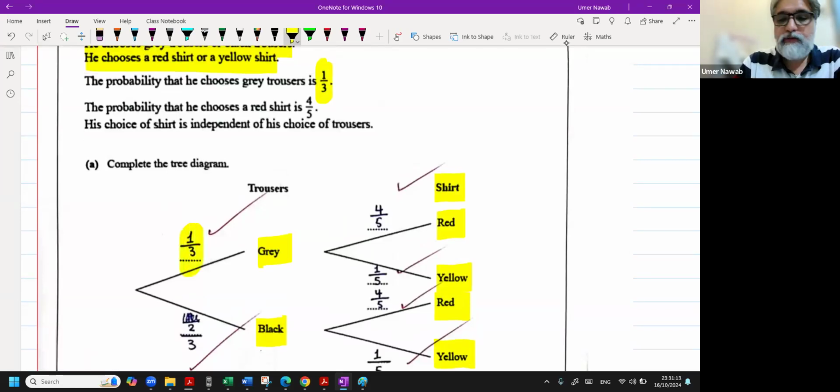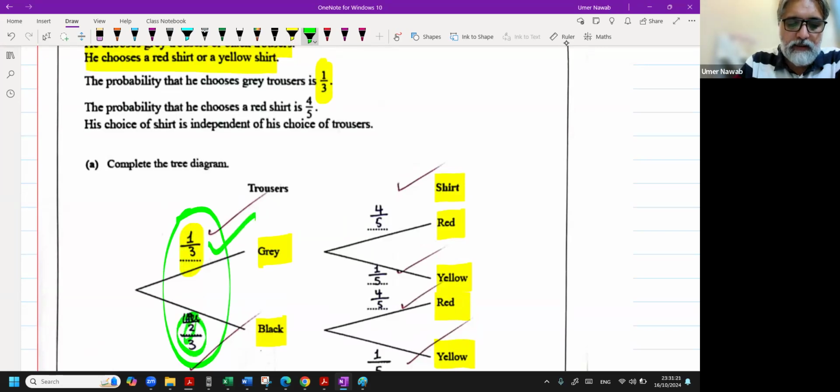for the gray trouser, 1 over 3, obviously the sum of the branches is always equal to 1. If this is 1 over 3, that has to be 2 over 3 because we know 1 over 3 plus 2 over 3 has to equal 1. So we can easily complete this space and this space.